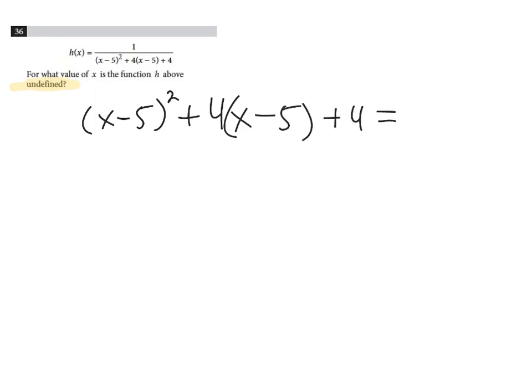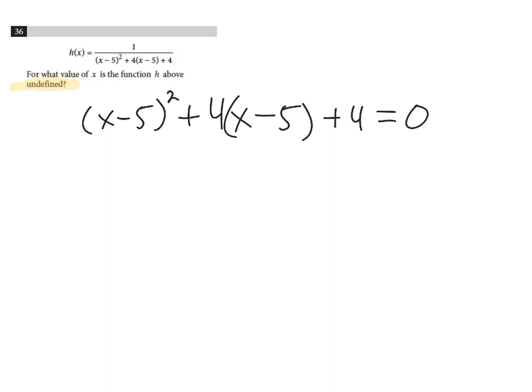Alright, 36. For what value of x is the function h above undefined? Okay, so the key for this is undefined. Well, we know that a function is undefined if we are dividing by 0. So we want to know when the denominator of this function equals 0. We want to know when this equals 0. So I'm just going to expand this.